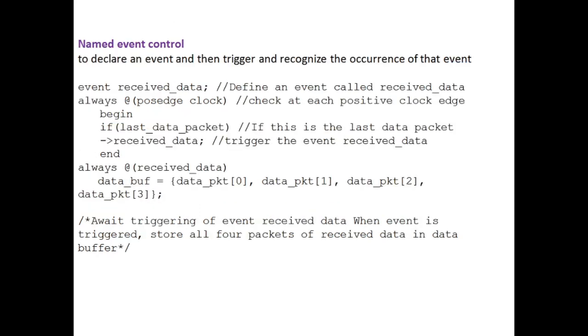And the very next one is named event control. What it actually does is it provides the capability to declare an event and then trigger and recognize the occurrence of that event. Like for example, an event: increase in the corona cases.